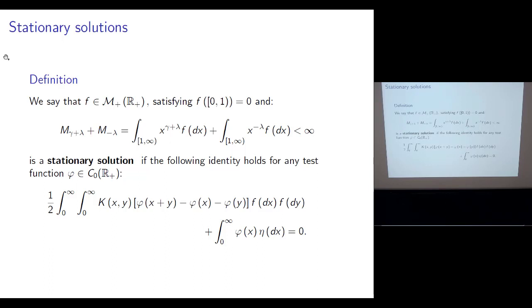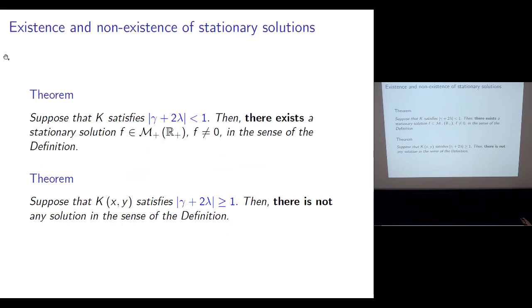We were able to obtain existence in the case where gamma plus 2 lambda is smaller than 1 in absolute value. However, if it is larger than 1, there is not any solution in the sense of this definition. And this was a bit surprising.